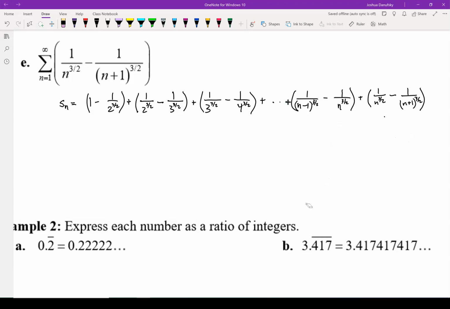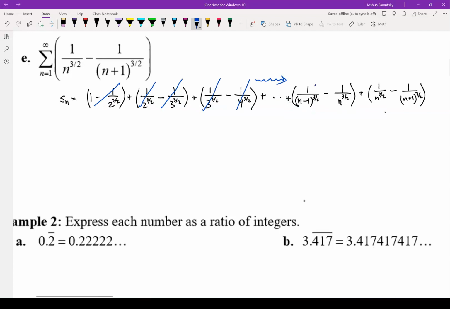The thing to notice here is that we have a bunch of terms that are going to cancel. That is, this negative 1 over 2 to the 3 halves cancels with this positive 1 over 2 to the 3 halves. And this negative 1 over 3 to the 3 halves cancels with this positive 1 over 3 to the 3 halves. This continues this way with all the terms going in this direction, including this one and these two. So our nth partial sum ends up just collapsing into the first term minus the last term. This is called a telescoping series, where you have all these middle terms canceling out.